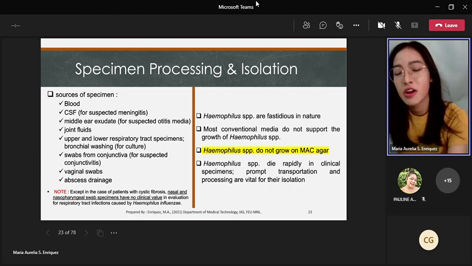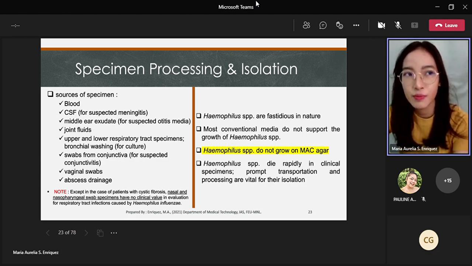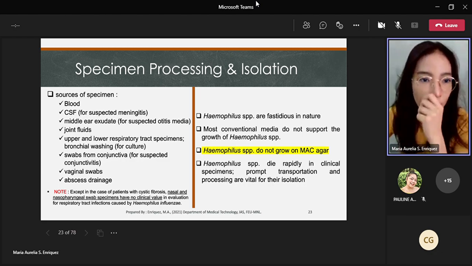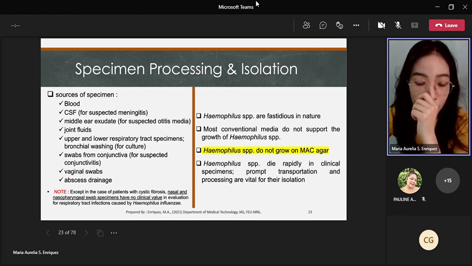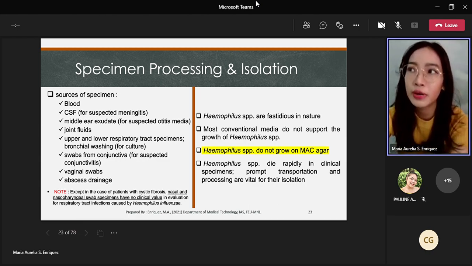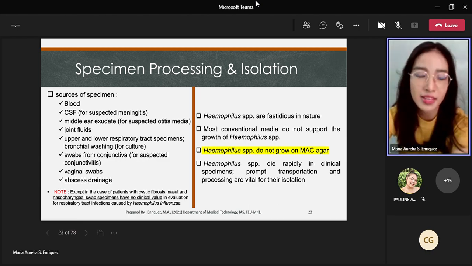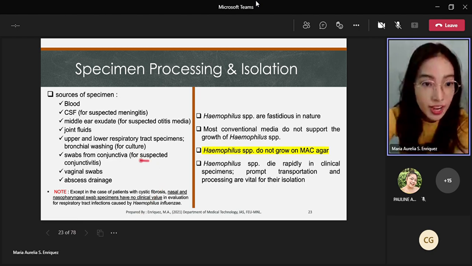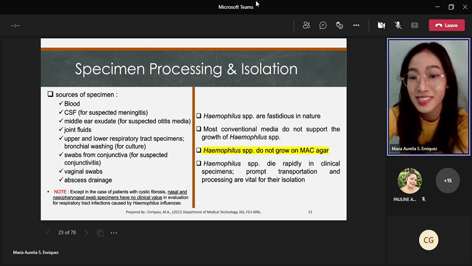Now, if the physician suspects that it is a case of meningitis, then the appropriate specimen would be CSF. Bronchial washings would be recommended if the disease is respiratory in nature. So, ayun po. Ganun din naman po dito, no? Kung nasaan nagmamanifest yung disease, dun manggagaling yung specimen. So, for sexually transmitted infections, vaginal swabs, or abscess discharge, yung kukunin.